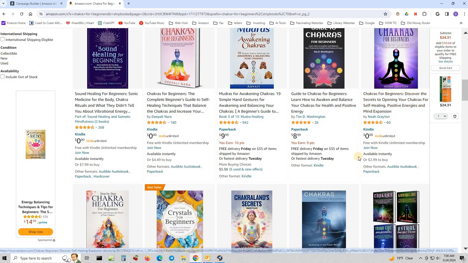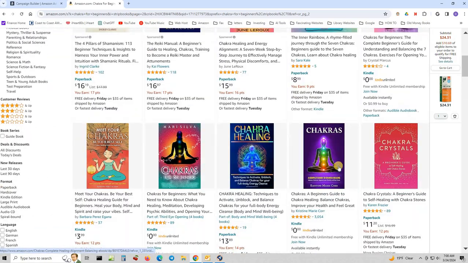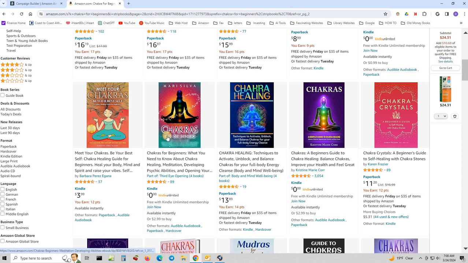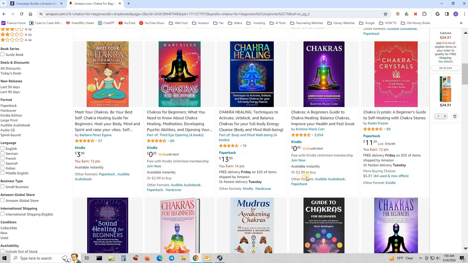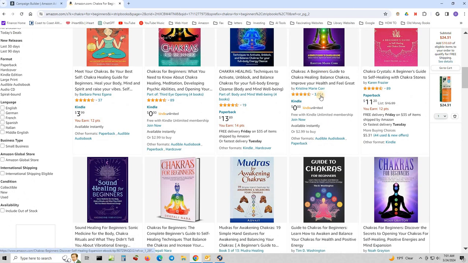Yeah, so there I am right there organically. Not bad. I mean, second page isn't that bad. But look how many books there are on chakras. That's how flooded Amazon's getting. And look, somebody copied my, well, this person has 3,000 reviews. Maybe I copied her. I don't remember. I probably copied her.